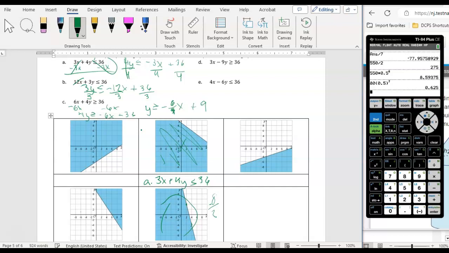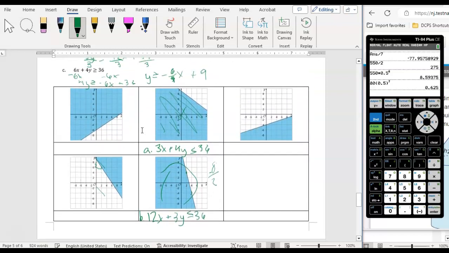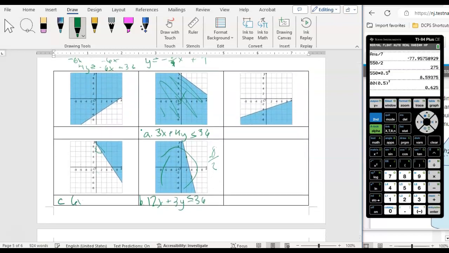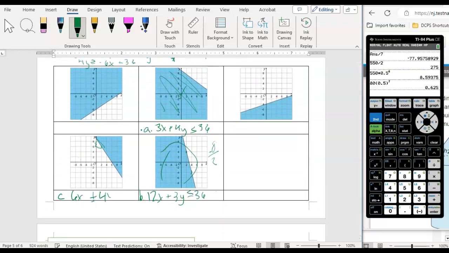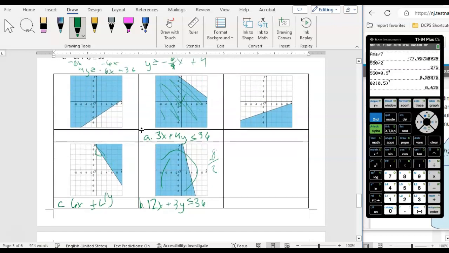So that leaves us with this one. We can check to make sure we're going down 3 over 2. 1, 2, 3, and over 2. That slope looks good. And so this one will be C, 6x plus 4y is greater than or equal to 36. Oh my, it's doing all kinds of fun things there. So let's plus 4y. All right.